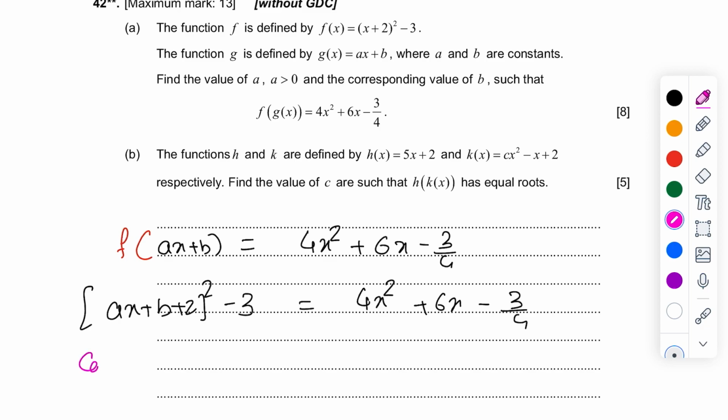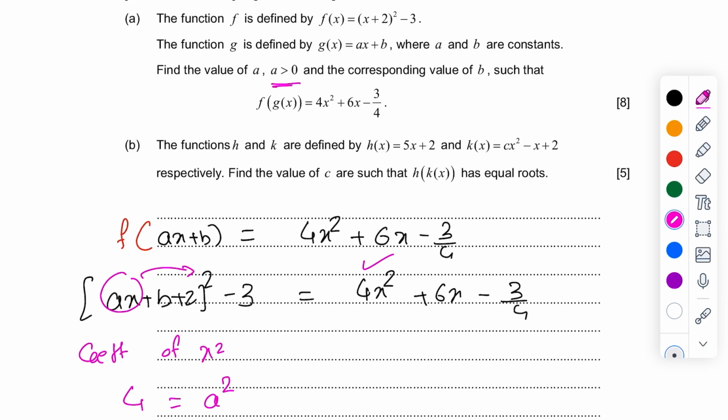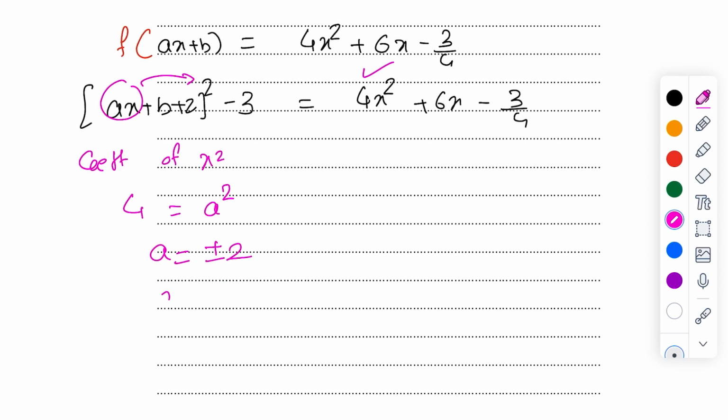Comparing the coefficients of x square. What are the ways I'm going to get x square? This is 4 over here and only ax becomes x square. So it becomes a square. So from there a equals plus or minus 2. But it is told that a is positive. So therefore I'm going to write a is plus 2, not minus 2.